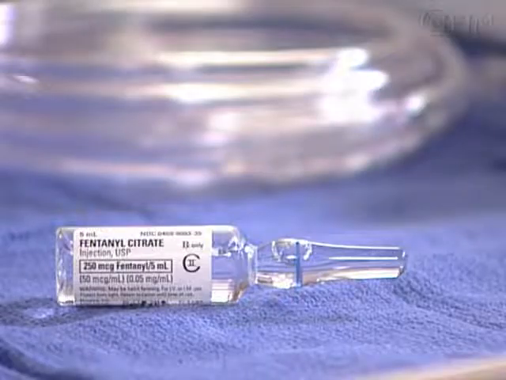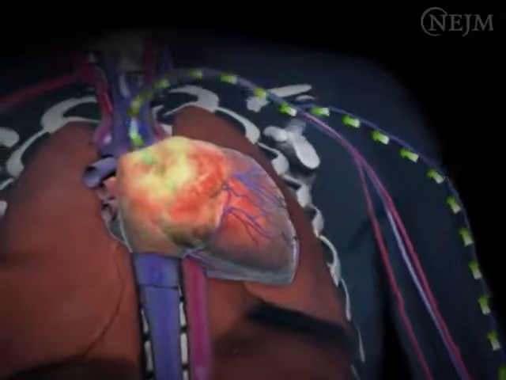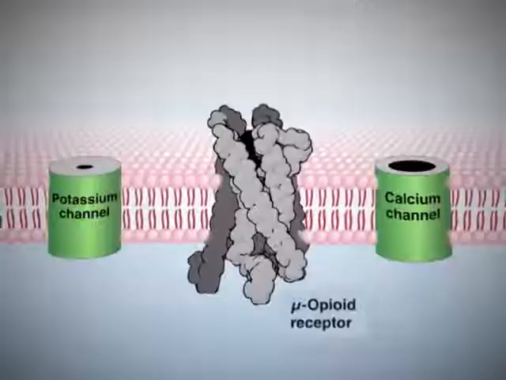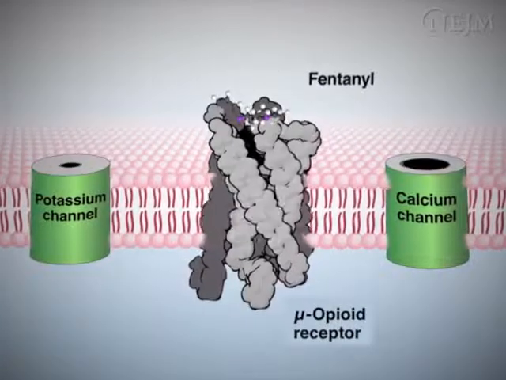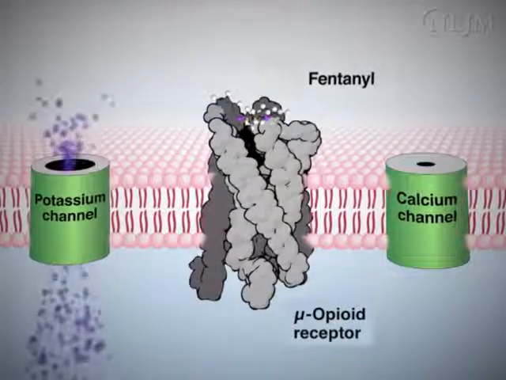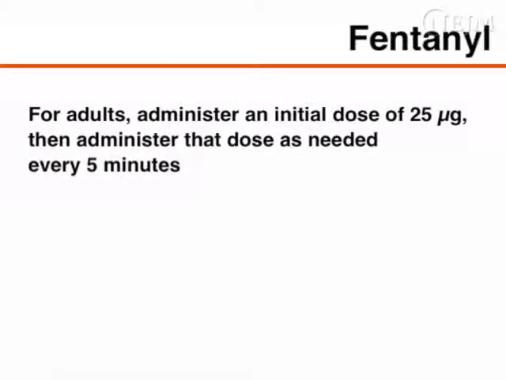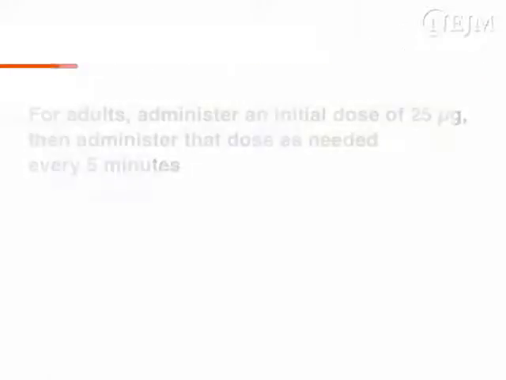Patients given flumazenil need to be monitored closely, because they may become sedated again when the flumazenil effect abates. Fentanyl is a potent opioid that may be delivered by multiple routes. Intravenous fentanyl acts on mu-opioid receptors in the brain and causes rapid onset analgesia and sedation. Clinically effective doses for sedation vary widely. It is important to titrate to the desired effect. For adults, an intravenous dose of 25 micrograms can be administered, and that dose repeated as needed every 5 minutes.